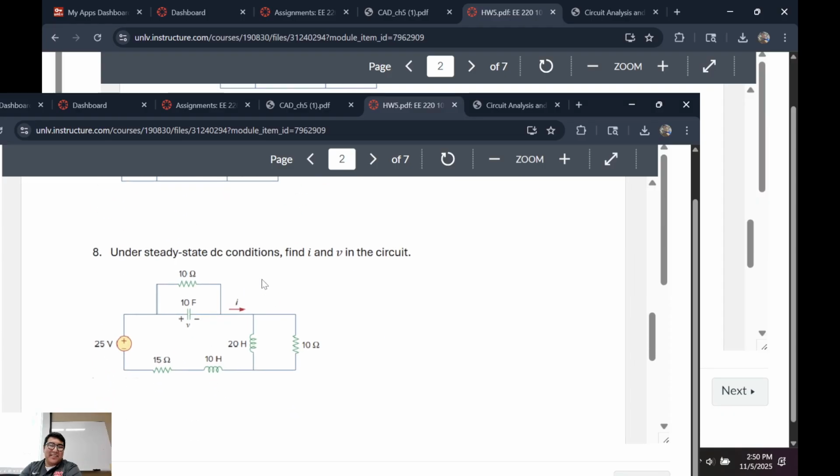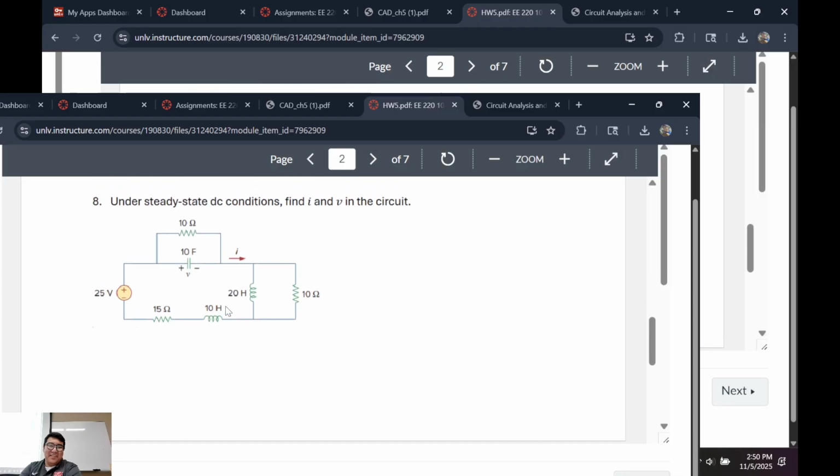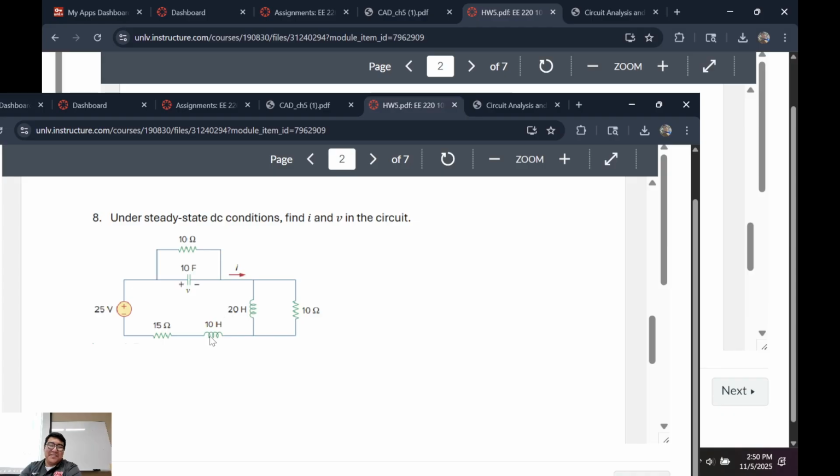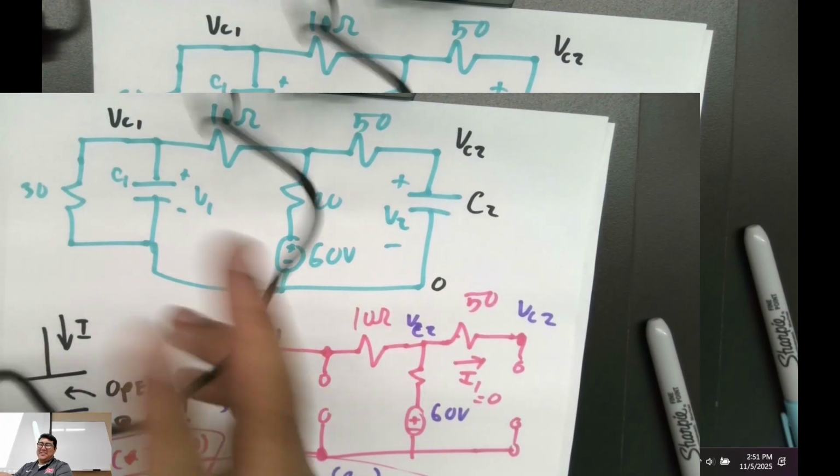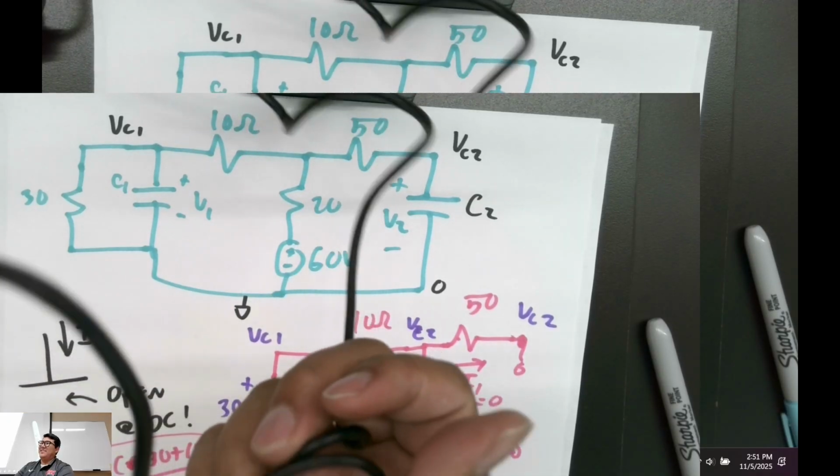Under steady state DC conditions, find I and V in the circuit. Well, I'll tell you this. An inductor is just a piece of wire. You want to make an inductor with me? Let me show you. No, wrong one. I'm just, see this wire right here? I'm just going to create a coil. Is that good?